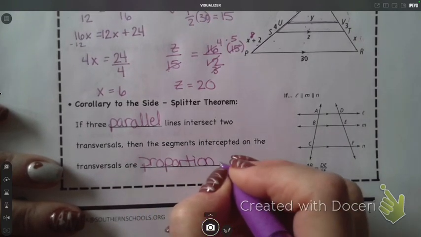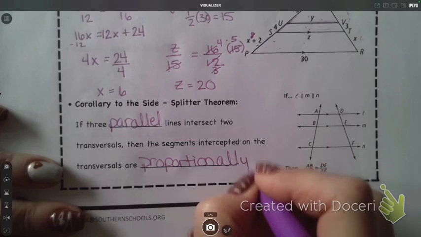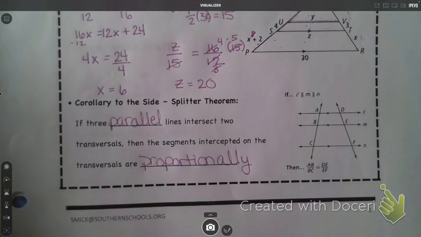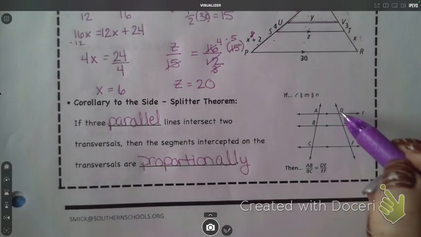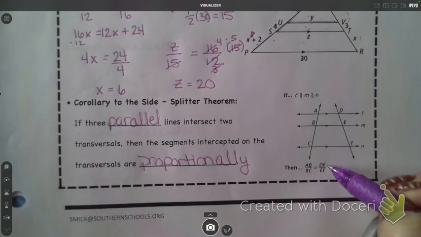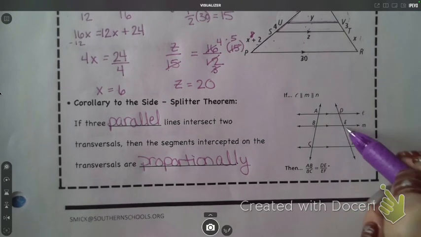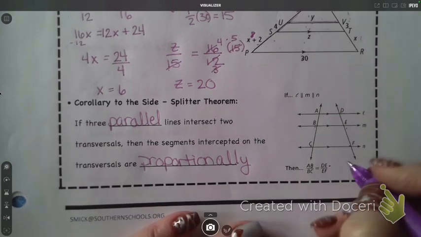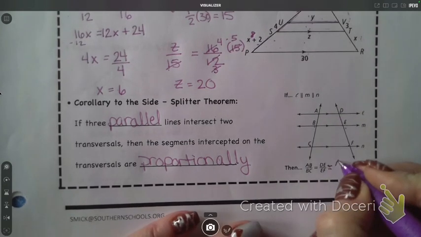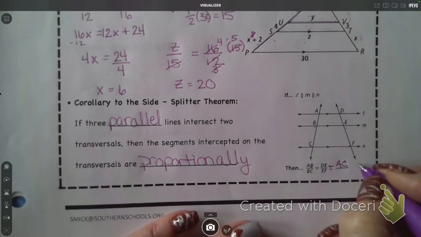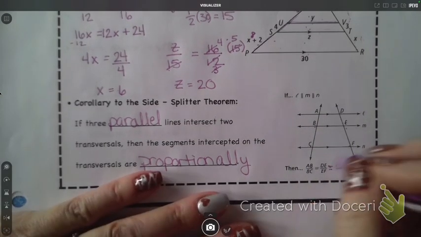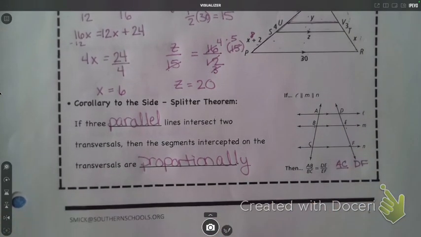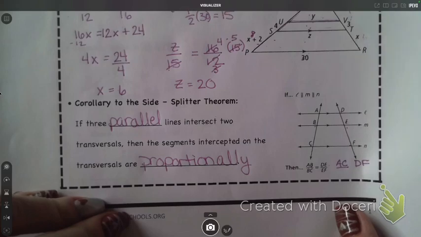So if they're proportional, then I can use proportions and ratios to solve, yes? So that says that AB and DE, and BC and EF. Could I also say AC and DF? And whatever you wanted to put over them. Understand? So we're just going to do the same thing, right?